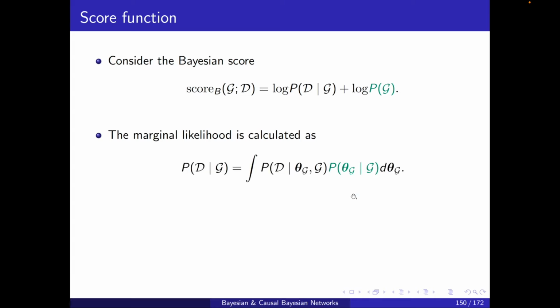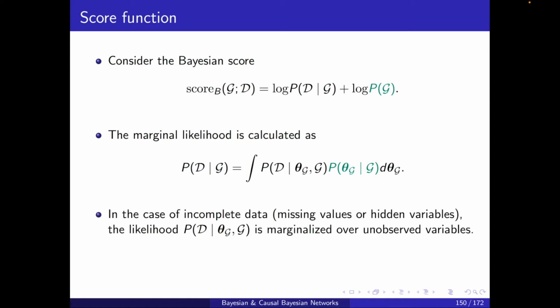And we know that it was calculated using this integral when the data set was fully observed. But in the case of incomplete data, missing values or hidden variables, the likelihood is marginalized over unobserved variables. And this makes it not decomposable, so we cannot easily calculate it. So how can we do it? How can we calculate this?